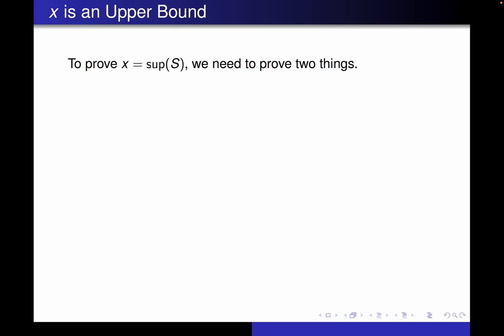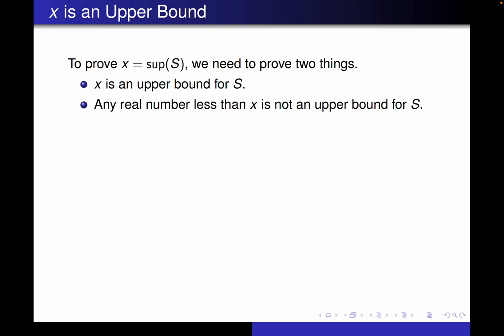Okay, so now we get into the proof proper of showing that x is the supremum of S, now that we know it's an actual real number. We will need to prove two things, just the normal two things we have to prove when we prove something is a supremum. We have to show that x is an upper bound for S, and then we also have to show that any real number that is smaller than x is not an upper bound for S.